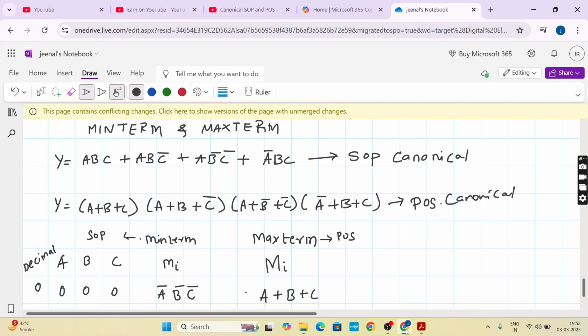Welcome to another video lecture on digital electronics. In this video, we'll be discussing what is a minterm and a maxterm.